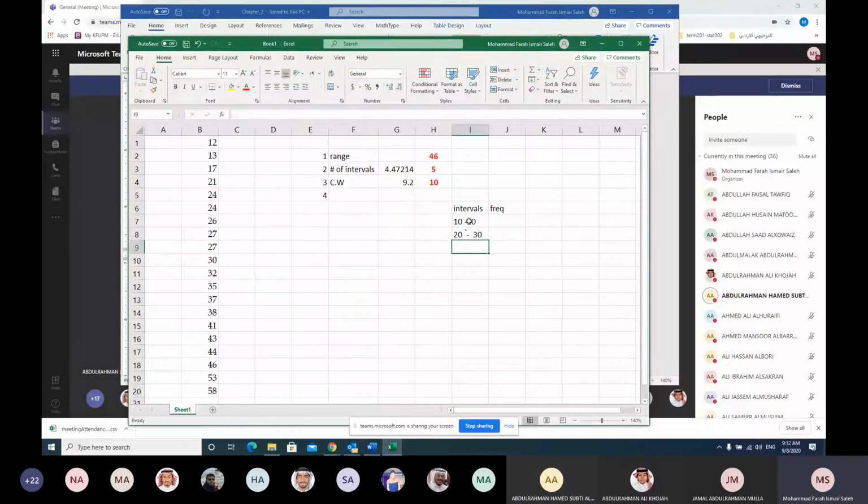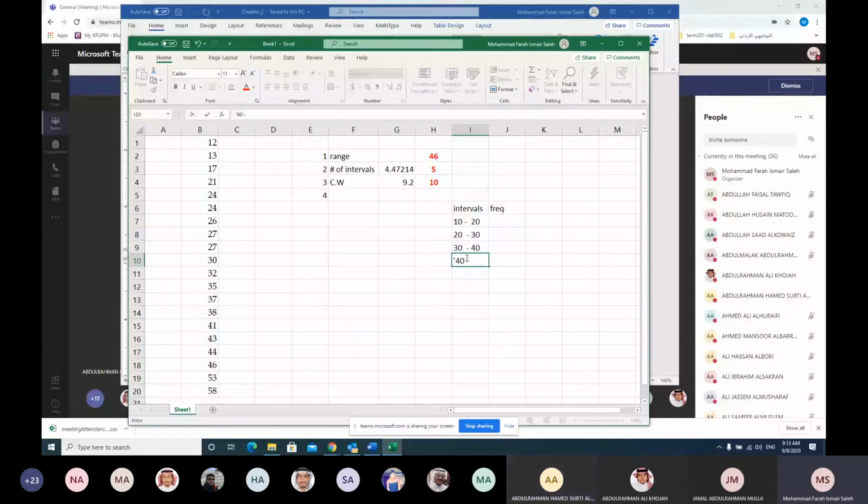We set up the second interval. What about the third interval? Take the upper of the second as the lower for the third, and add 10, up to what? 40. Take the upper end point of the third as the lower for the fourth, 40, up to what? 50.